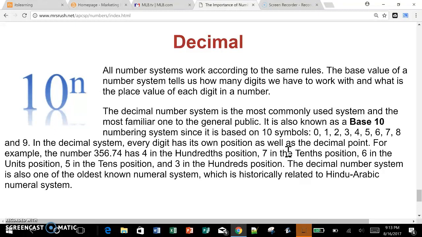In the decimal system, every digit has its own position as well as the decimal point. For example, the number 356.74 has 4 in the hundredths position, 7 in the tenths position, 6 in the units position, 5 in the tens position, and 3 in the hundreds position. I know I'm not telling you anything you didn't already learn in your math class. The decimal number system is one of the oldest known numerical systems, which is historically related to the Hindu-Arabic numeral system.